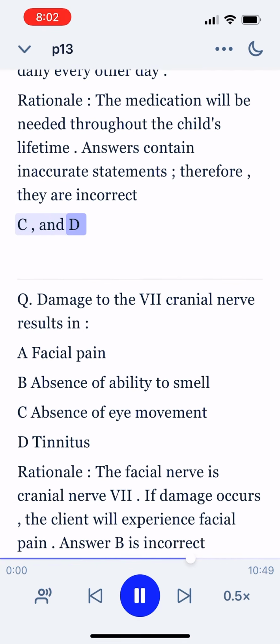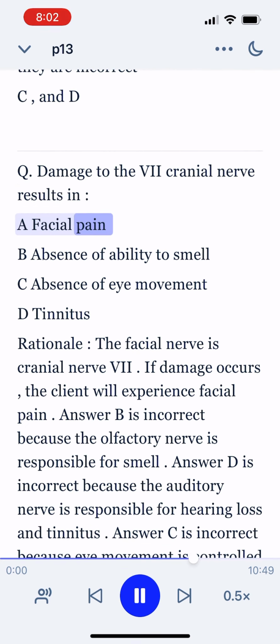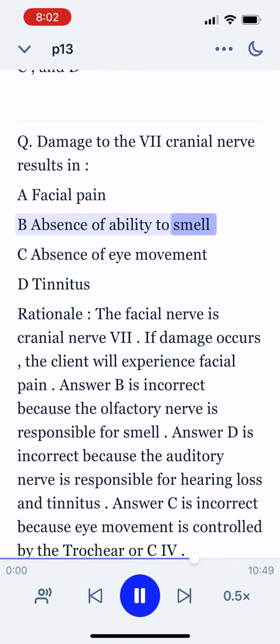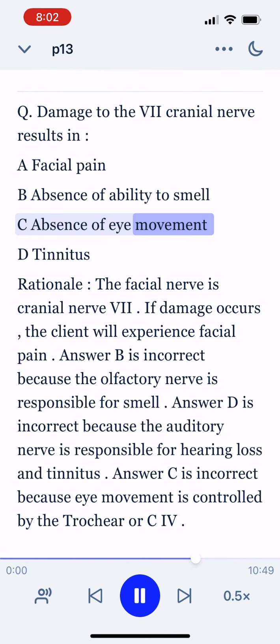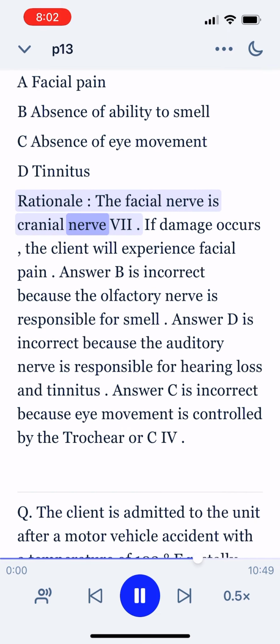Q. Damage to the 7th cranial nerve results in A. Facial pain. B. Absence of ability to smell. C. Absence of eye movement. D. Tinnitus. Rationale: The facial nerve is cranial nerve 7.